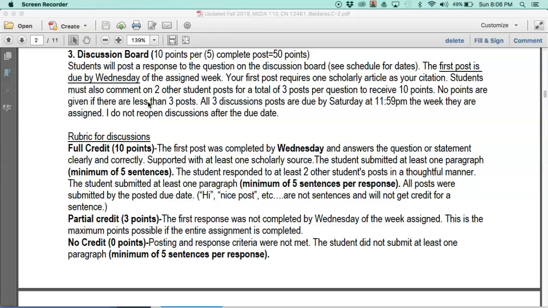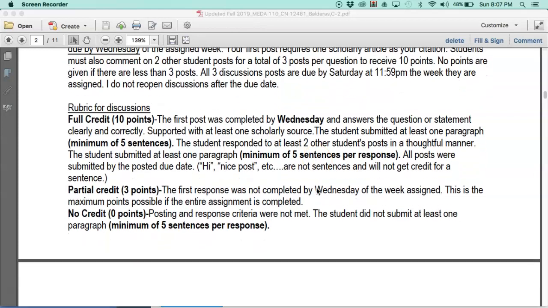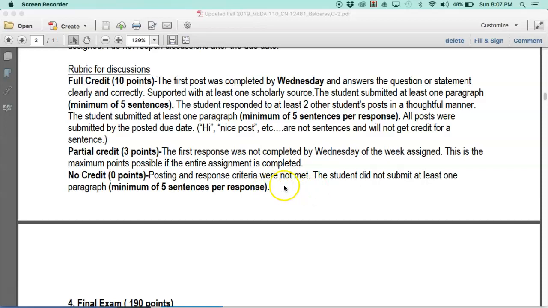With this, a lot of students were confused. So, in order to get the complete 10 points, you need that first post turned in by Wednesday and the other 2 by Saturday. Then you can get the full credit of 10 points. If you wait and turn all 3 in on Saturday, the maximum you can get is 3 points. You do have to have a scholarly source to support your answers, and it needs to be a minimum of 5 sentences per response. And there's no credit if the posting and response criteria were not met. So let's say you did your initial post but not the other 2, you don't get any credit for that, okay?